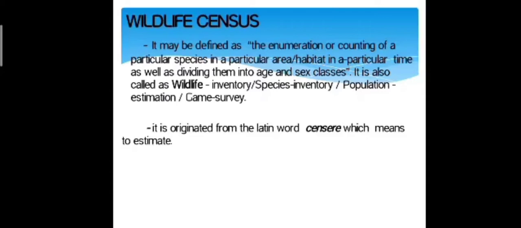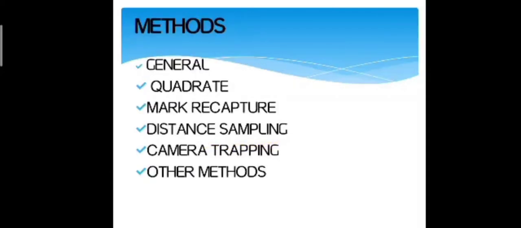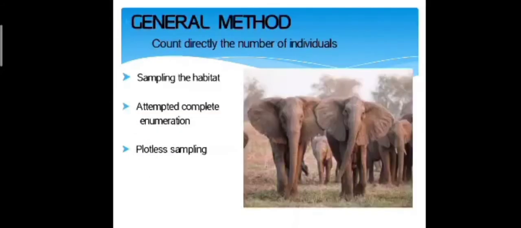So wildlife census has methods. Number 1 is the general methods: count directly the number of individuals, sampling the habitat, attempted complete enumeration, plot sampling. In general methods, census can be conducted by direct counting or by indirect counting methods. In the direct count method, the individuals are seen and counted, whereas in the indirect count method, evidence left by animals is recorded to estimate the population.